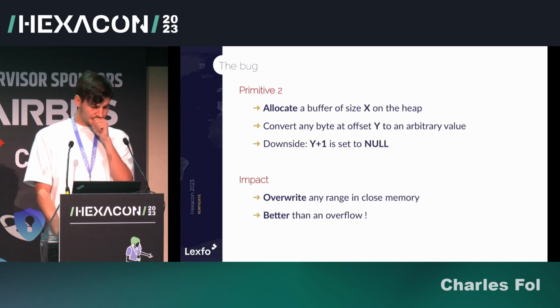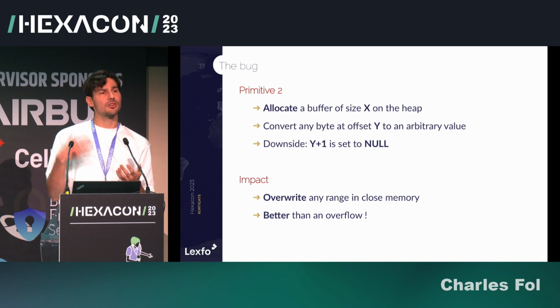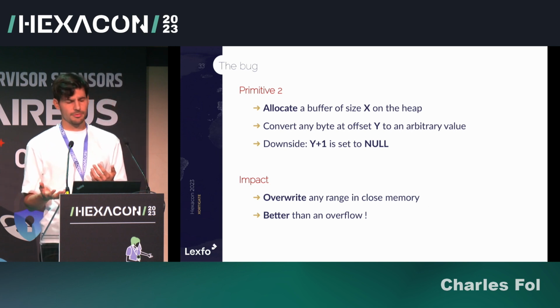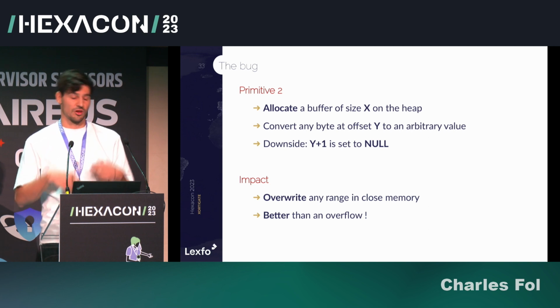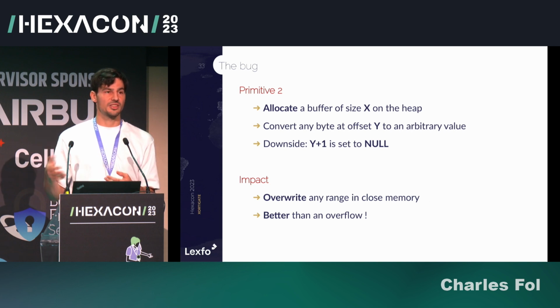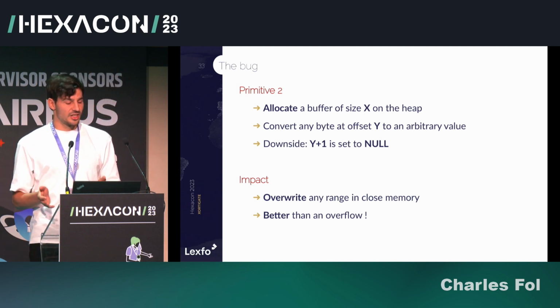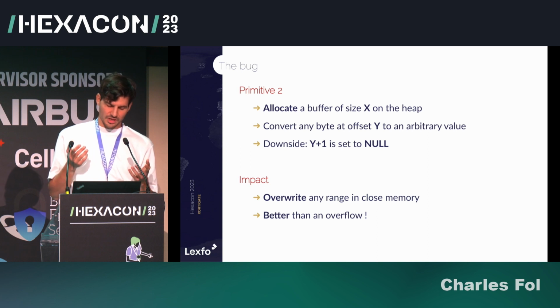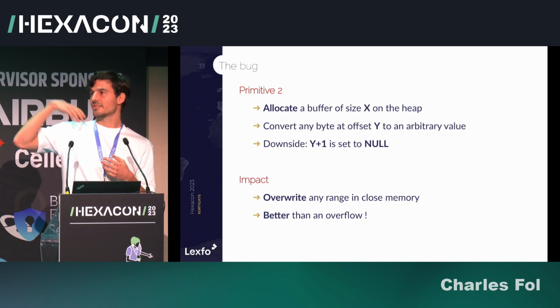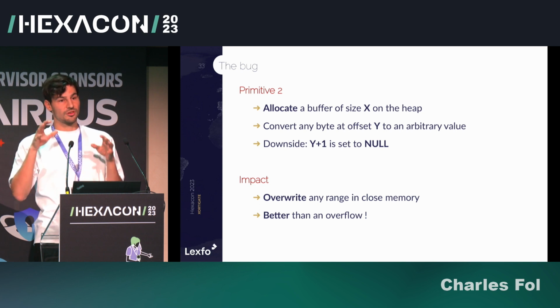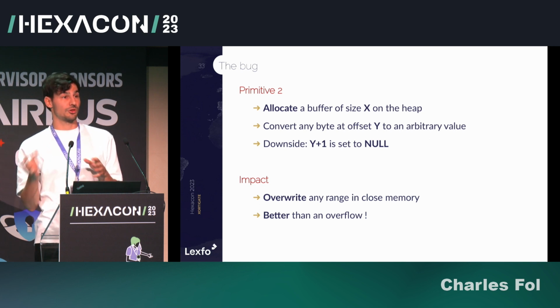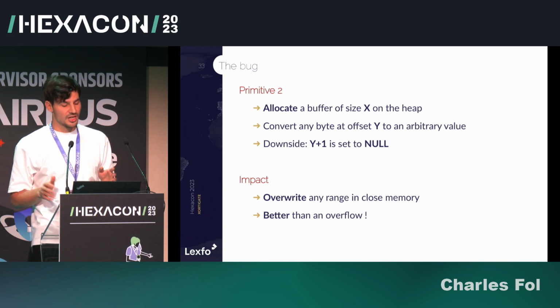And so now we have a very good primitive, because we can allocate a buffer of size X on the heap. We can convert any bytes at offset Y to an arbitrary value without changing the rest. And the only downside, again, is that we get a null byte on the right of that byte. But that's it. And so the impact is huge, because if you think about an overflow, if you want to overwrite something that is like 40 bytes away, you overwrite everything in between. But with this bug, you can actually pick the parts in the memory that you want to overwrite without changing anything else. So that's actually a bug that is way better than an overflow.